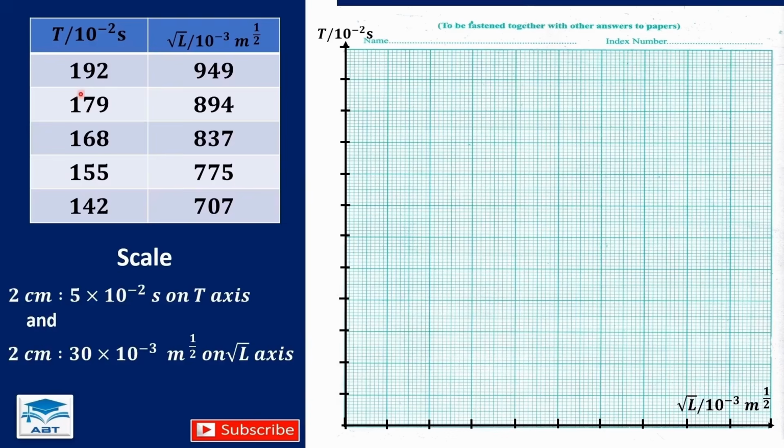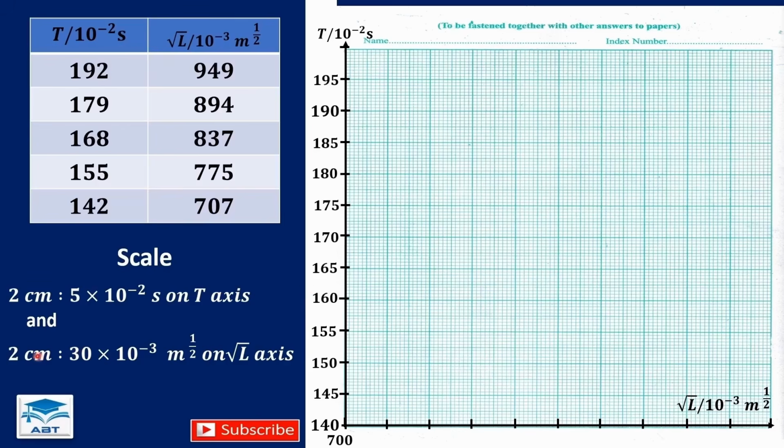Looking at the values of the period, the least value is 140, and we've not been told to start from the origin, so we can start from 140, and we are going to choose a scale of 2 centimeters to 5 times 10 exponent negative 2 seconds on the T axis. So we start from 140 and we add 5. So 145, keep on adding 5, 150, 155, 160, and so on.